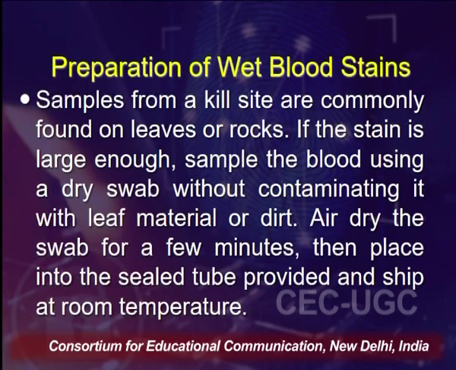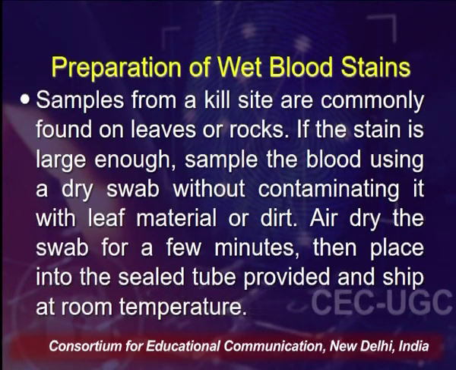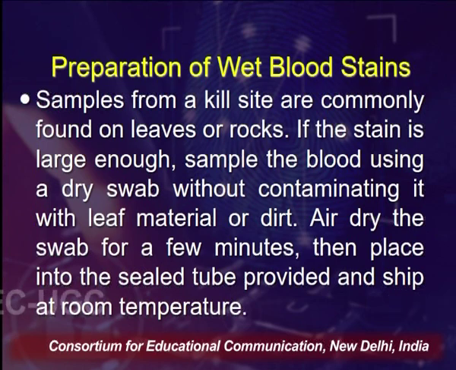Then we come to the preparation of wet blood stains. They can be found at the killing site. There are certain animals whose poaching is banned, but people kill those animals for their own benefit. At such sites, we can find certain samples, and blood is commonly found on leaves and rocks.